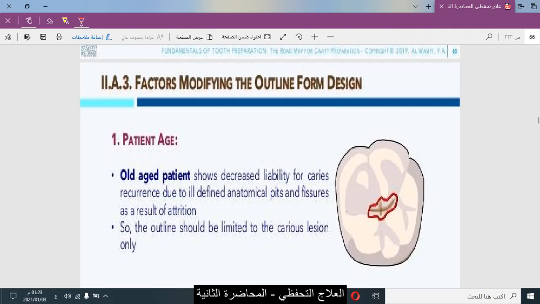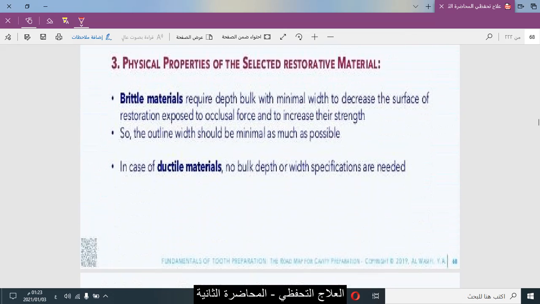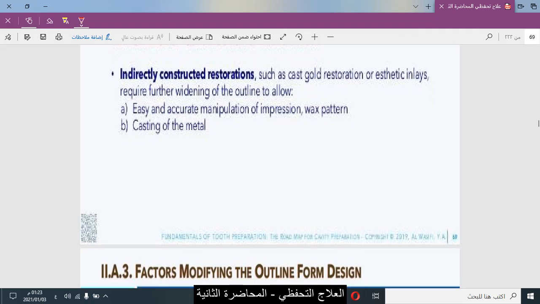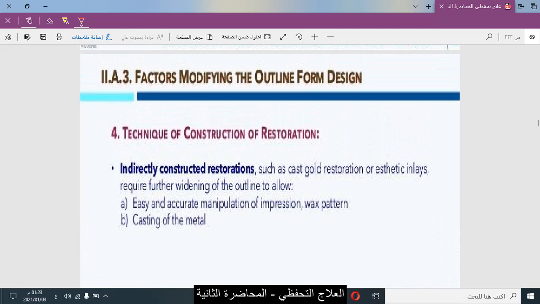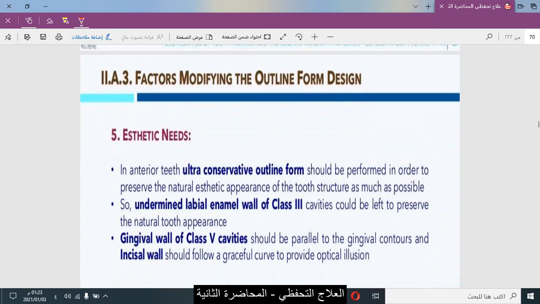Factors modifying the outline: the age of the patient, as we said, old age or young age, oral hygiene status, and material. If it is a brittle material which needs more bulk, for example amalgam, to increase the compressive strength. Ductile material, whether it is ductile material or not. Technique of construction: indirect restoration material, gold inlay or ceramic. If the cavity is large, we have to do more indirect restoration because it is bonded with adhesive resin cement and it gives strengthening to the tooth structure.